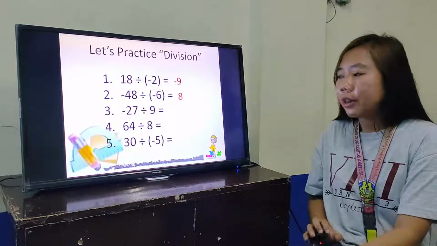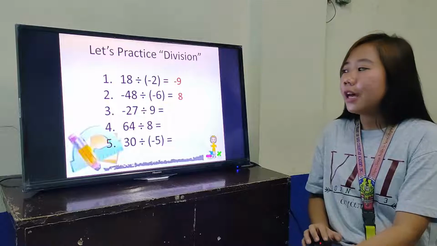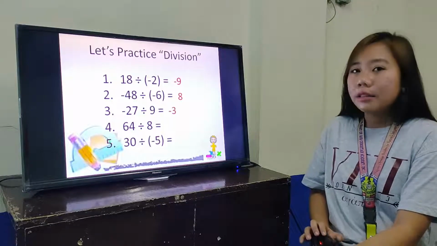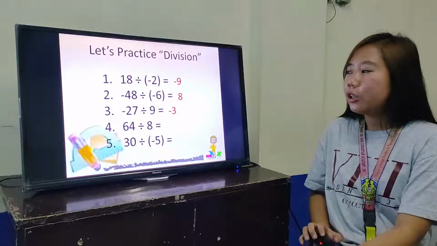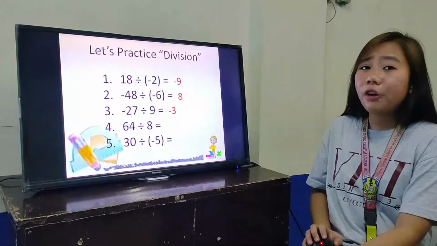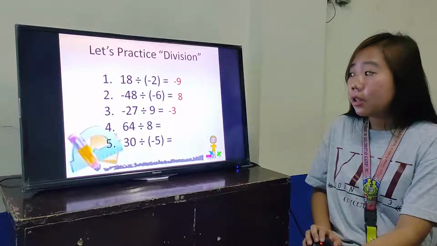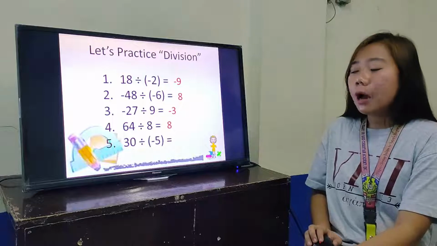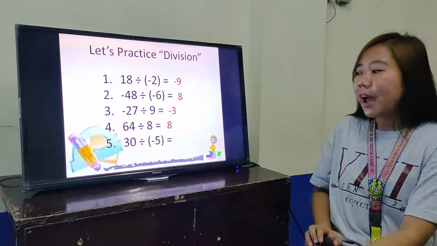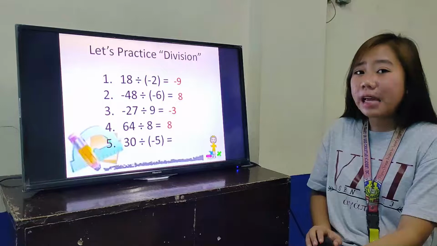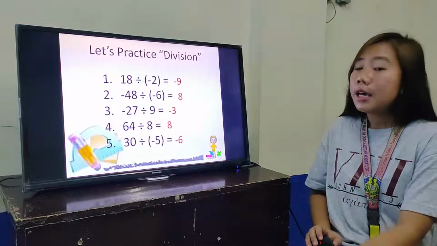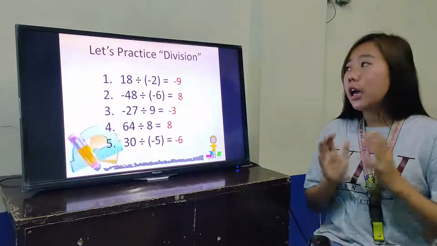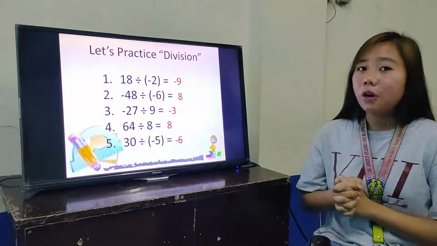Okay, you're doing great. Okay, negative 27 divided by 9. The answer is negative 3. Okay, very good. So number 4, 64 divided by 8. We have positive 8. Okay, so number 5, 30 divided by negative 5. The answer is negative 6. Okay, very good class. Okay, I hope you understand our topic for today.